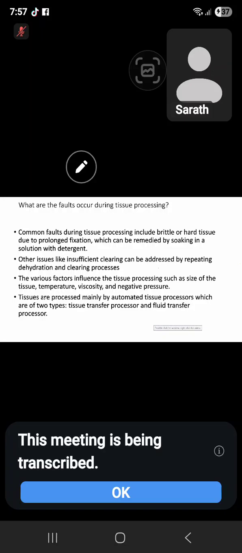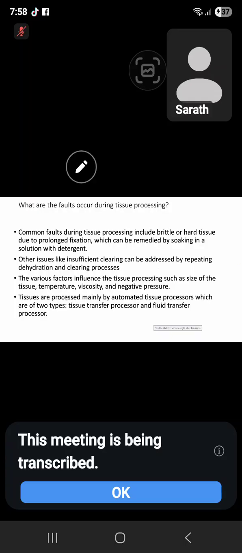The various factors influence tissue processing, such as size of the tissue. That's the reason we are telling you the sample should be very, very thin, and the temperature, the viscosity and the negative pressure. All these things have an impact on the processing. What are the factors influencing the tissue processor? Number one, size of the tissue. Second, temperature. Third, viscosity, and then negative pressure.